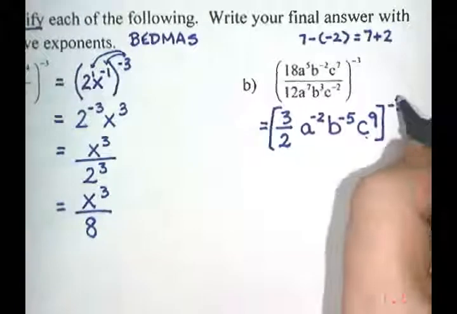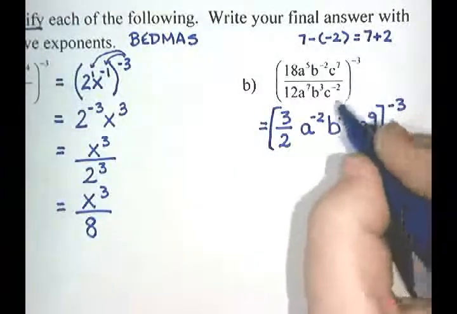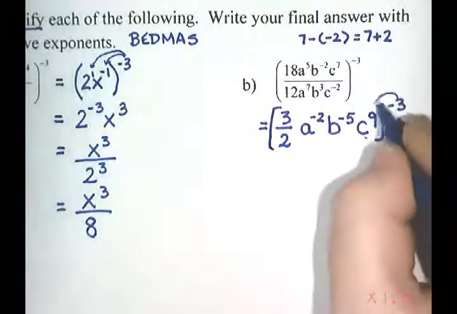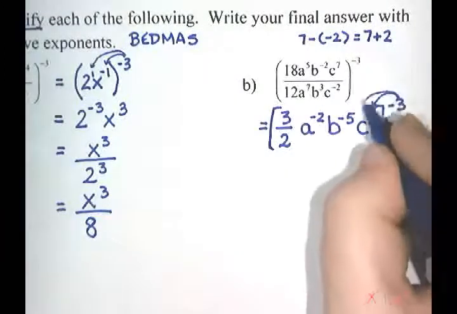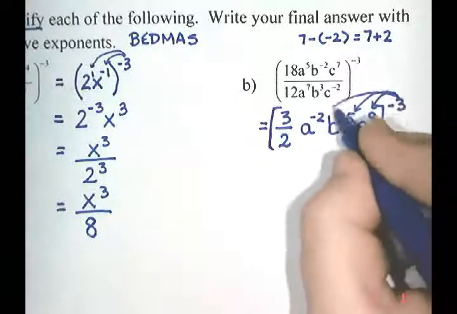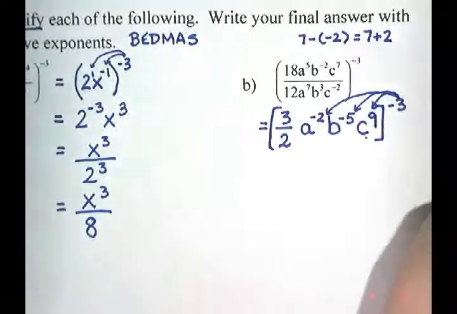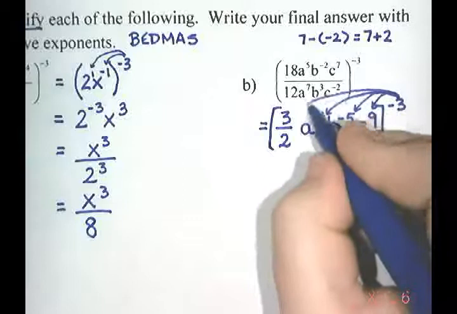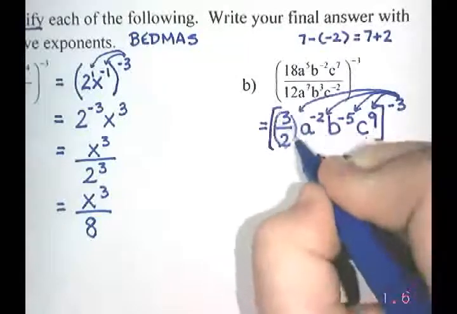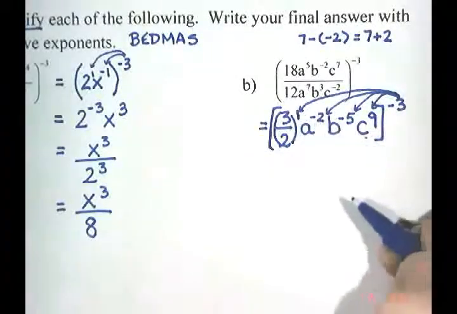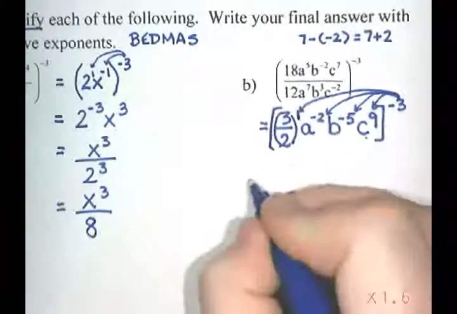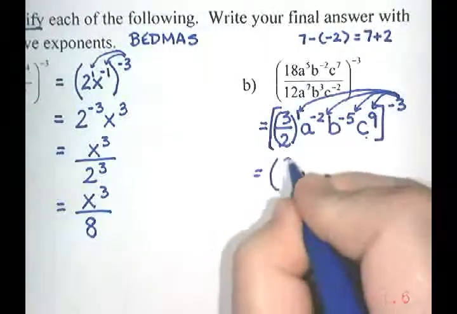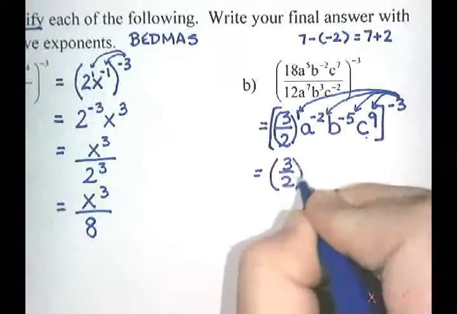And the way we do that is we multiply it into the exponents of everything on the inside. So I do negative 3 times 9, negative 3 times negative 5, negative 3 times negative 2, and I also multiply negative 3 by the secret exponent of 1 that's hiding on that 3 over 2. So this is going to give me 3 over 2 to the negative 3.